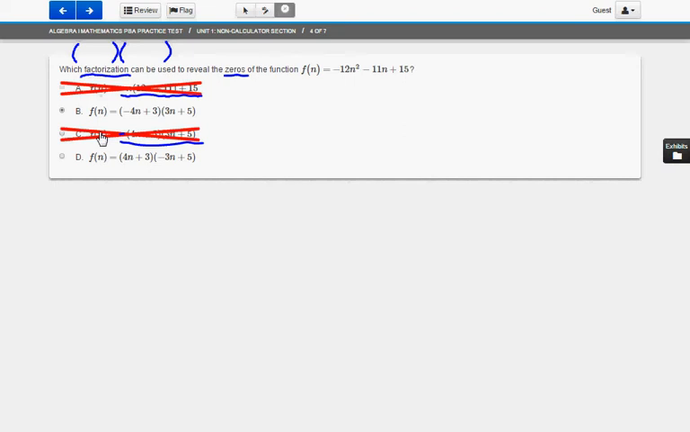For choice B, we have negative 4n plus 3 being multiplied by 3n plus 5. And basically, to do this multiplication, we have to multiply negative 4n by 3n, and then we also have to multiply negative 4n by 5. So I'm multiplying negative 4n by 3n and negative 4n by 5. I also have to multiply 3 by 3n and by 5.